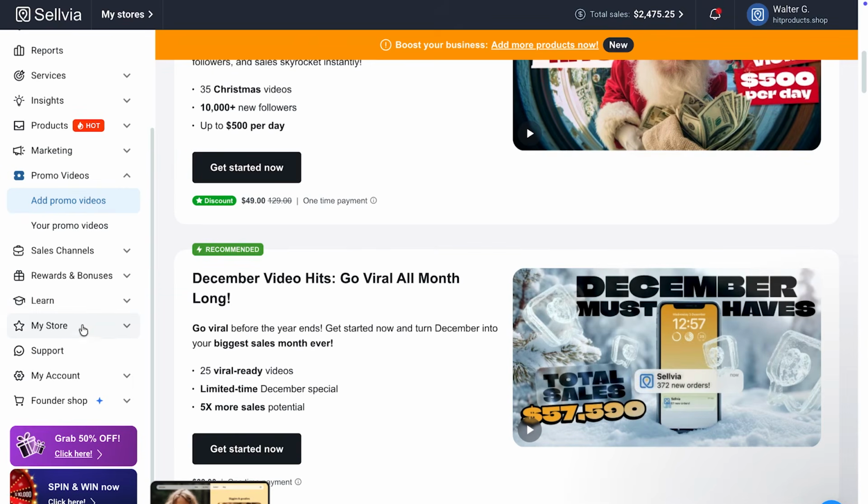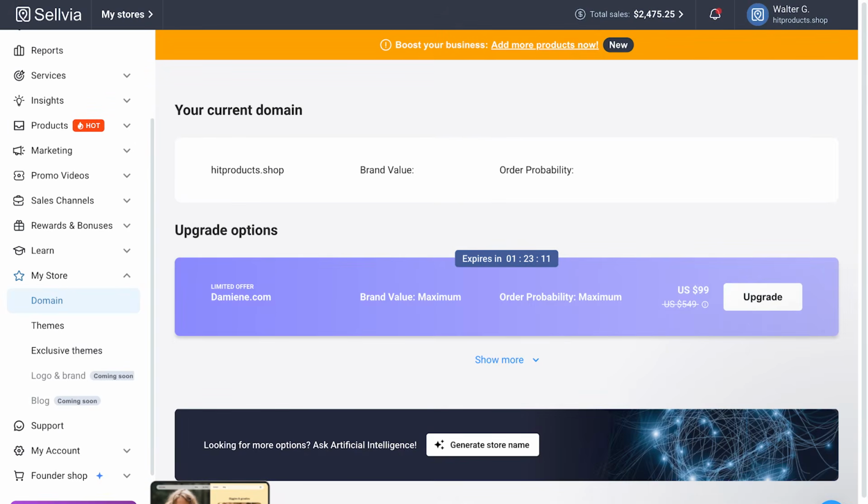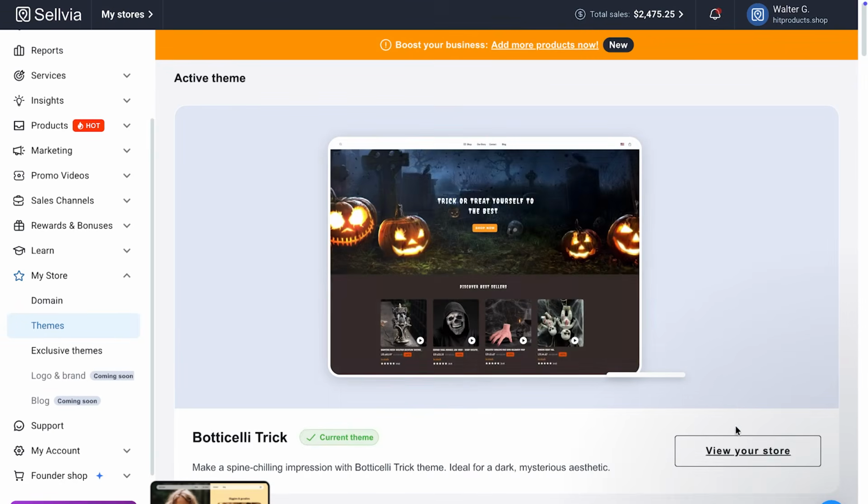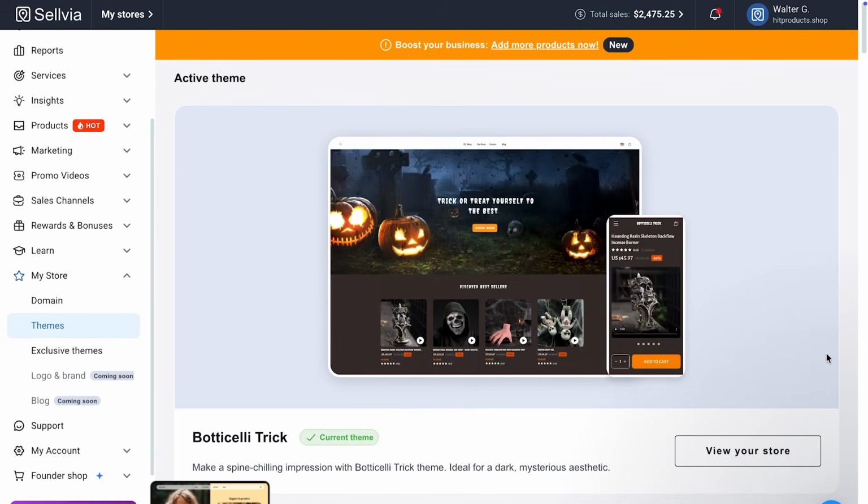Probably the last section, right, that I want to talk about here. So here, the basic thing that you get access to is domains, right? So for example, you can upgrade your domain, and you also get themes, right? Once again, I'm not trying to repeat myself a bunch, but same thing, right? These themes are all based off of data, right? Sellvia looks at stores that perform well, looks at what their store layout and the store themes look like, what's so effective about them. It's not even just how it looks, right?